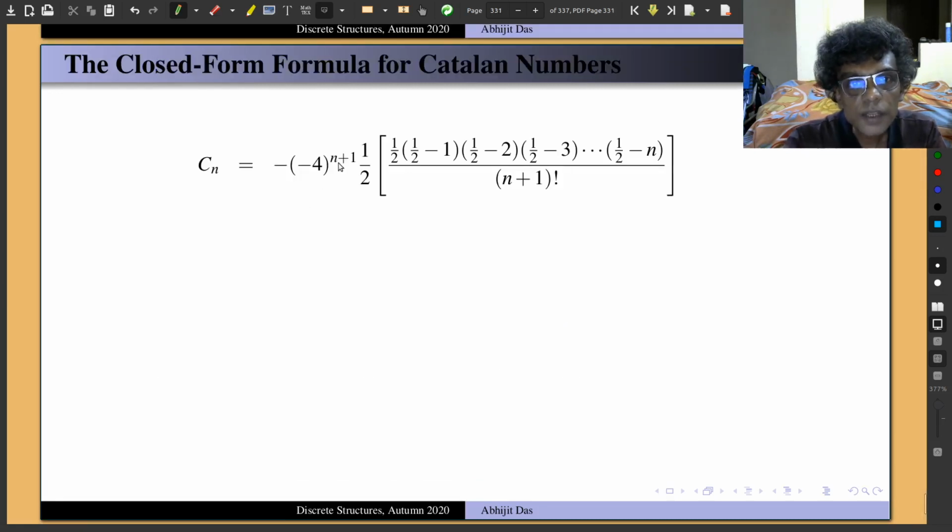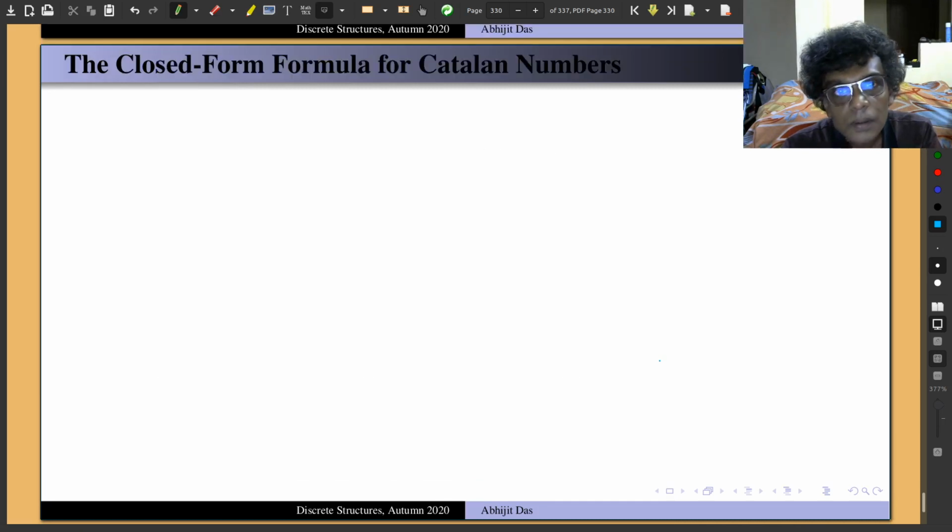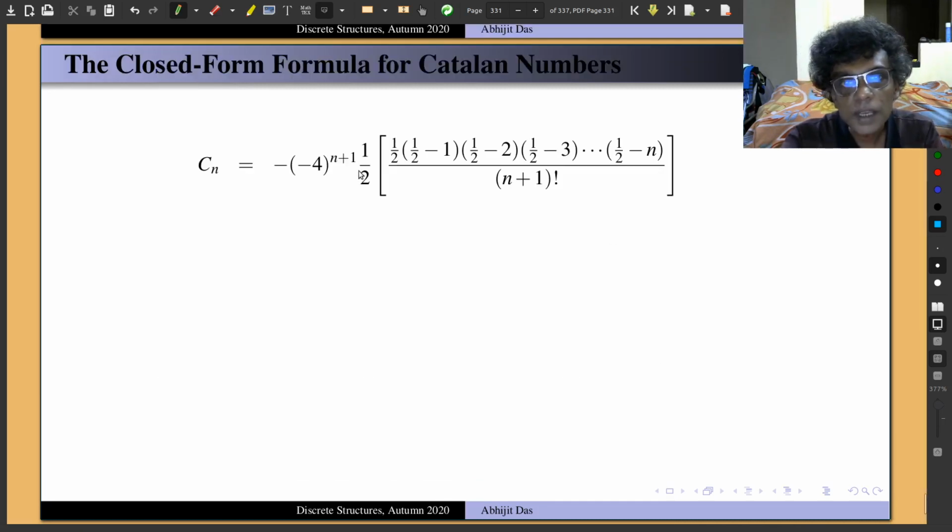Just a very complicated thing. So, minus 4 whole power n plus 1, 1 over 2x. So, half should be there. Again, I think I forgot that 2. Yes, it's 2 I forgot. So, 2 should be there. So, finally, I believe this is correct. Minus 4 power n plus 1, half minus 1, half minus 2, up to half minus n, and n plus 1 factorial.